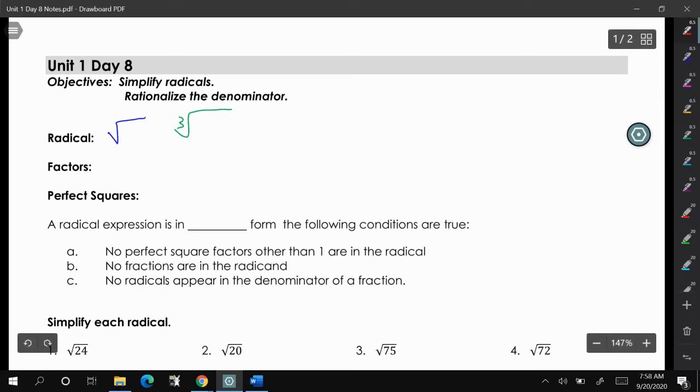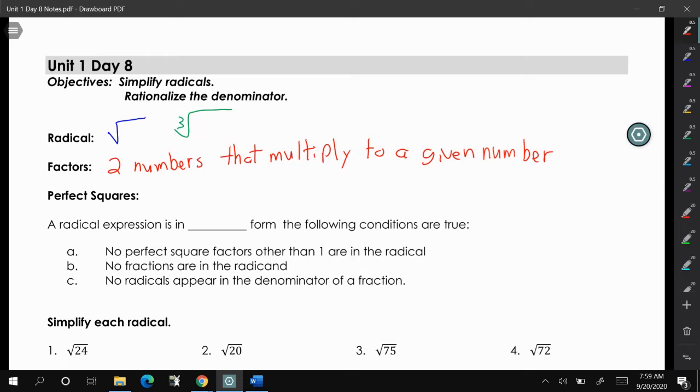Now, factors are two numbers that multiply to a given number. So I know that sounds confusing, but let's look at the number 8. So factors of 8, you could say, are 2 and 4, because 2 times 4 equals 8. You could also say 1 and 8 are factors of 8, because 1 times 8 is also 8. So that's what it means to be a factor.